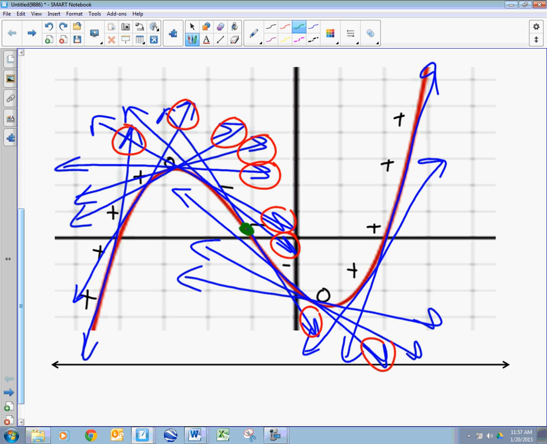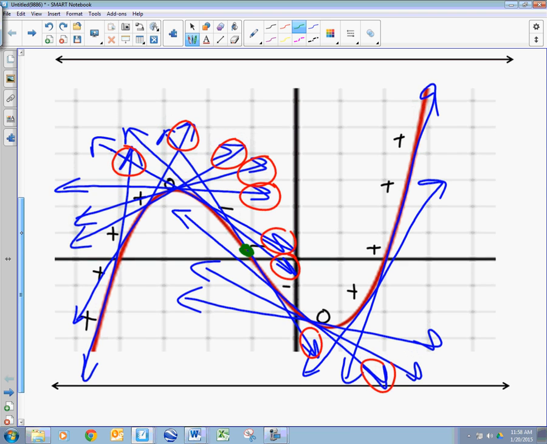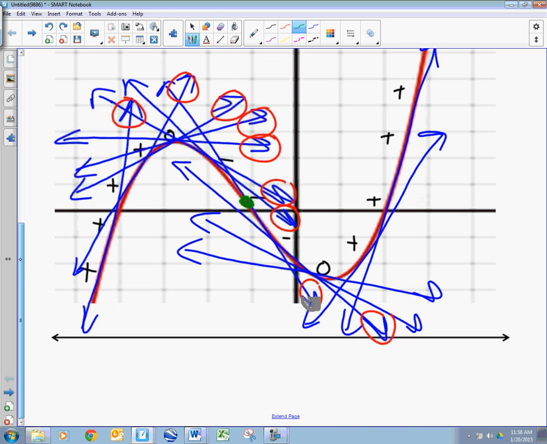So, is the derivative positive or negative at this spot? It's positive. However, is the derivative increasing or decreasing at this spot? The derivative is moving towards a decreasing state. Is the derivative positive or negative at this spot? Negative. But is the derivative increasing or decreasing at this spot? It's increasing. Okay? That's important. That's what we call the second derivative.